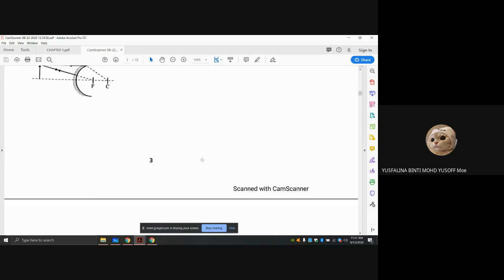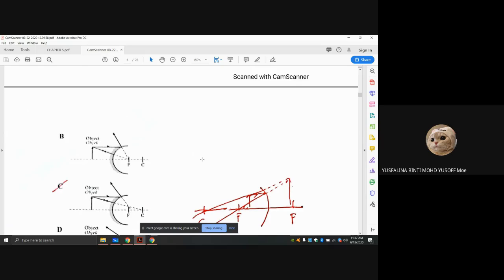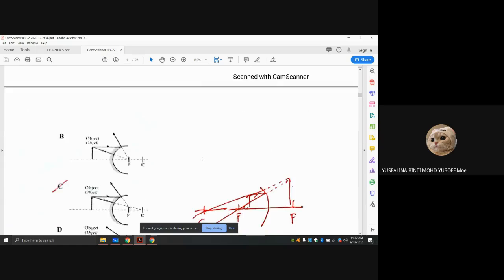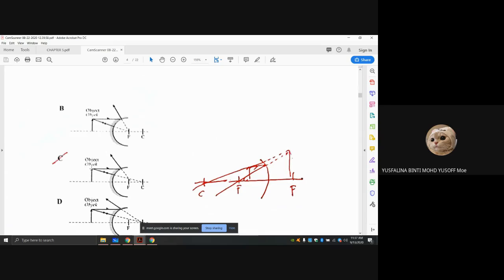So this one is a convex mirror. Remember, the first ray goes here, then it goes to the F, then if you make it longer, it will reflect back here, and then from here goes to C. So the image will be from here, so the answer should be C.